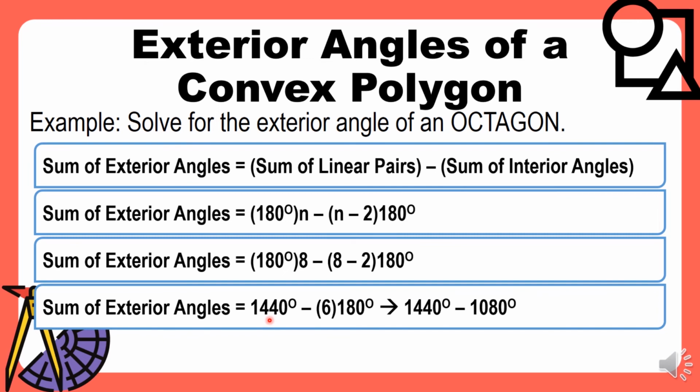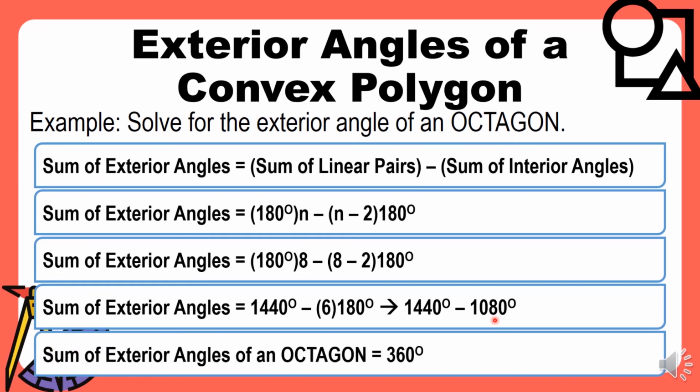1,440 degrees minus 6 times 180 degrees will be 1,440 degrees minus 1,080 degrees. And our answer for the sum of exterior angles of an octagon is 360 degrees.